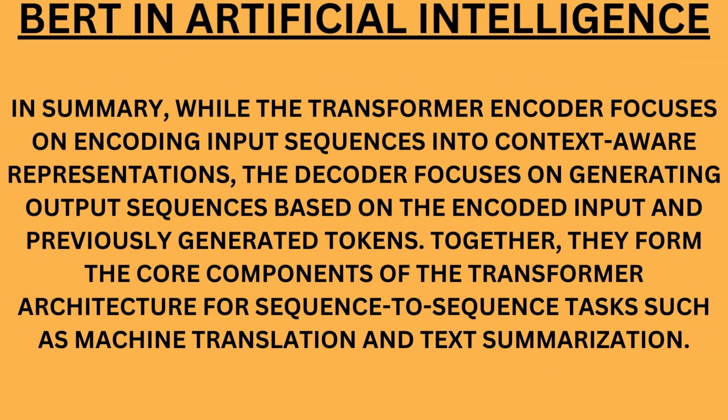tokens. In summary, while the transformer encoder focuses on encoding input sequences into context-aware representations, the decoder focuses on generating output sequences based on the encoded input and previously generated tokens. Together, they form the core components of the transformer architecture for sequence-to-sequence tasks such as machine translation and text summarization.